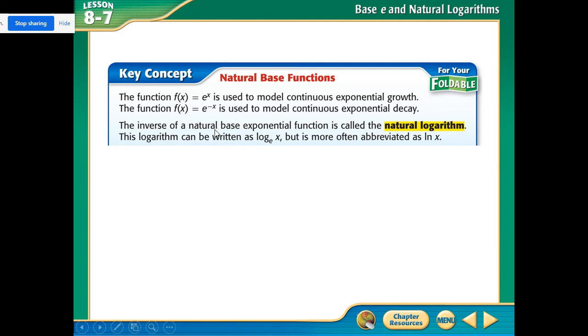The inverse of a natural base exponential function, which is e to the x, is considered a natural log. So it's log base e. Now, log base e is used quite a bit, specifically in calculus, and so we have an abbreviation for it. We call it the ln of x, the natural log, log natural of x, if you so like. But the ln of x is typically how that is said.